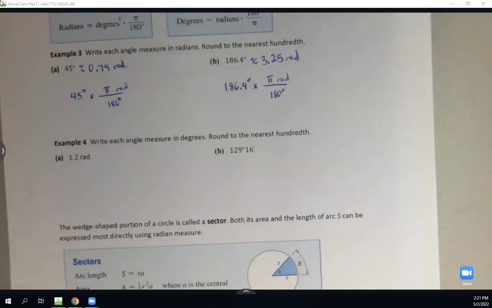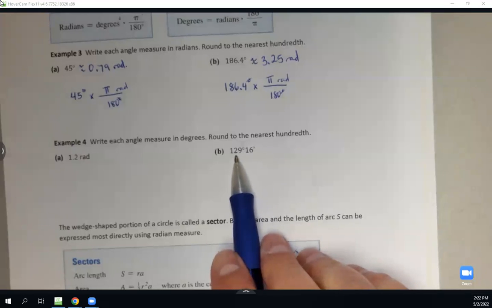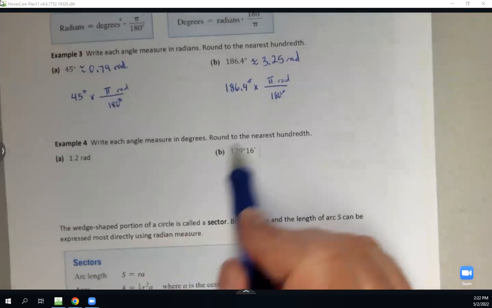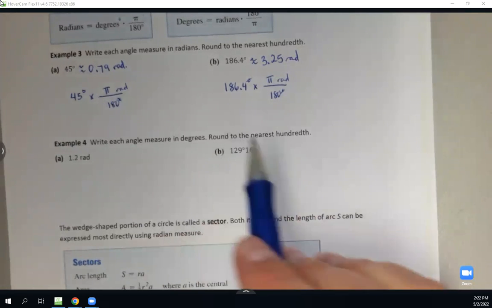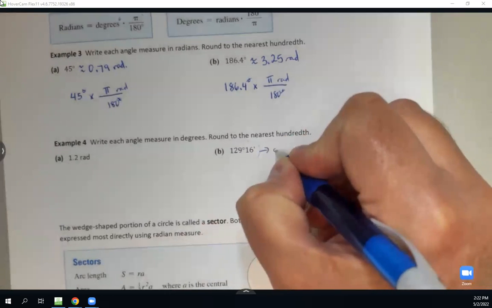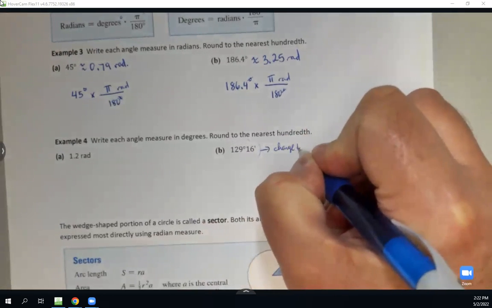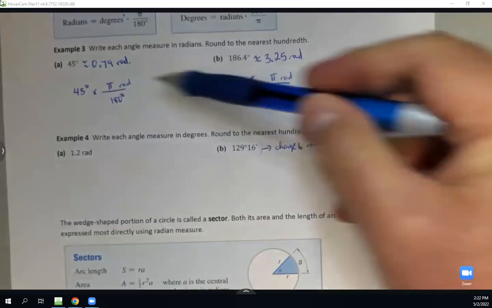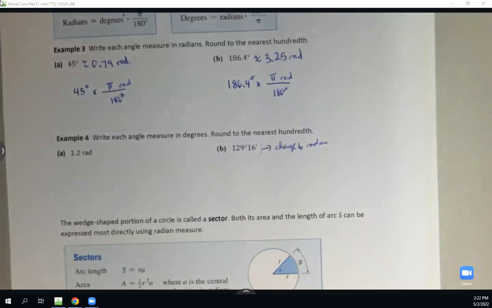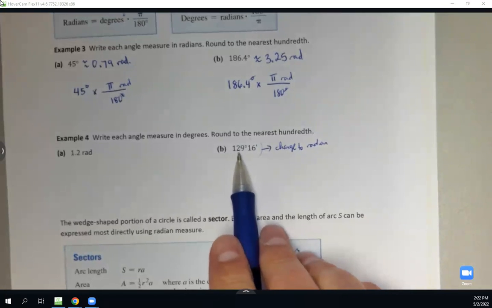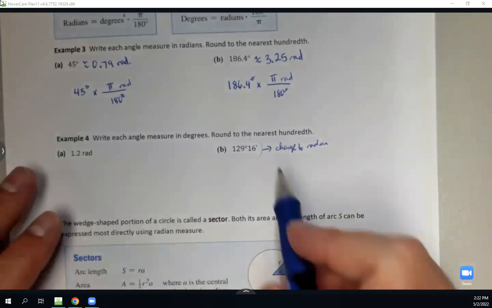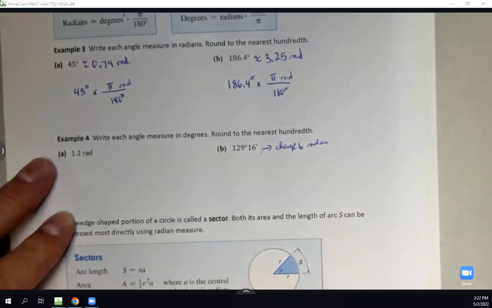I just realized in my notes here, I have that messed up. My directions are saying to write the answer in degrees. Well, I have the degrees there. So on part B, this one we're going to change to radians. Does that make sense? So this is more like the previous example where we're going to be converting it. The difference is that we have degrees and minutes here as opposed to the other. And again, we're going to round to the hundredths in this case.